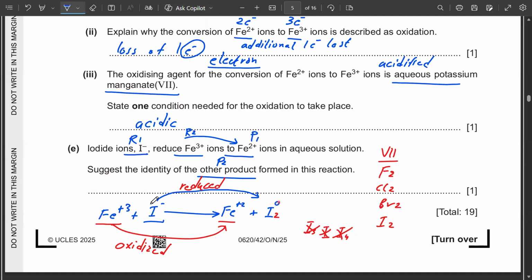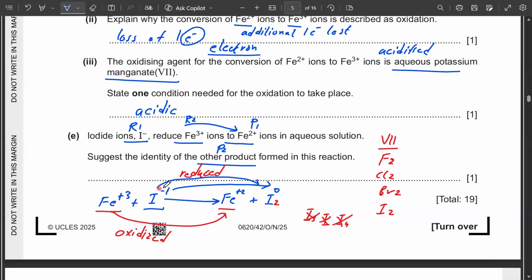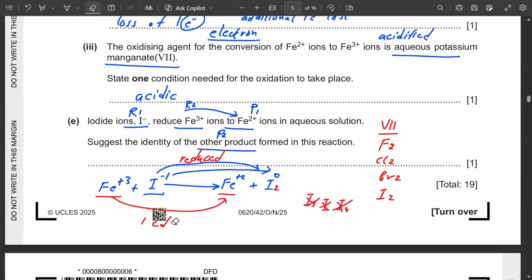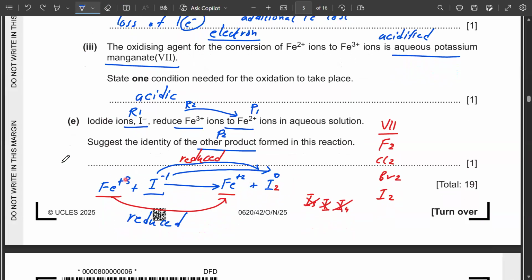It has 0 charge on it, or 0 oxidation state. So we can clearly see -1 is changing into 0, and the iodide is being oxidized. Iron 3+ was reduced to iron 2+. The decrease in the oxidation state from +3 to +2 is reduction.